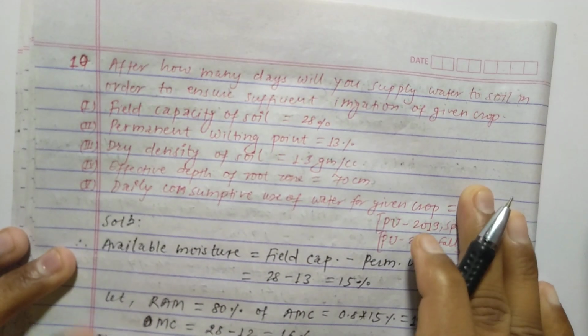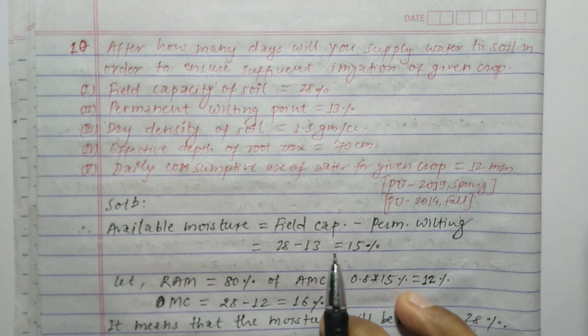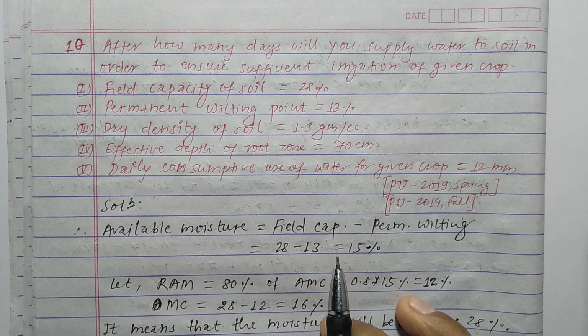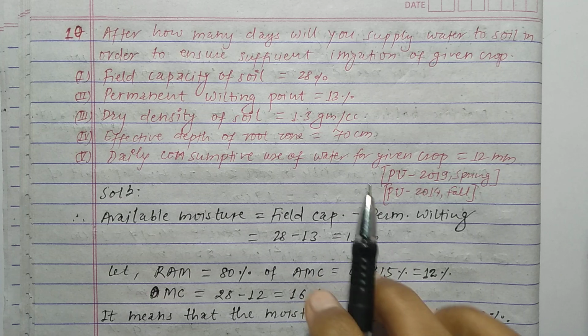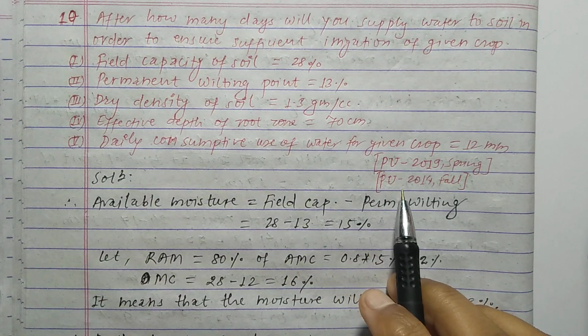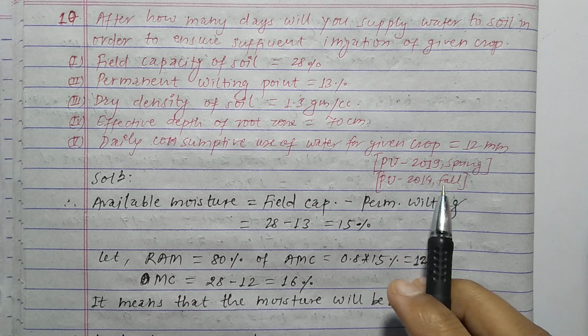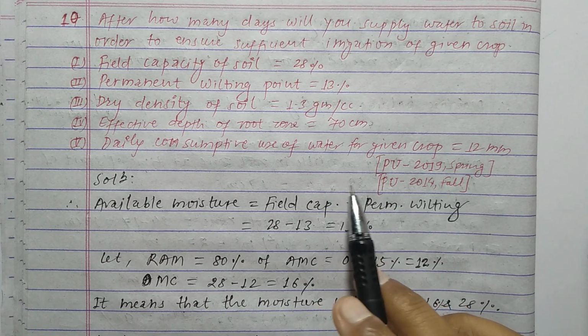So now let's see the next numerical. This is the 10th numerical related to this chapter. Before this video we have already done the ninth numerical, related to our soil moisture and crop relation topic. This 10th numerical is very important because it has already been asked in Pokhara University, in 2019 spring and 2014 fall, and so many times. So let's see the solution of this numerical.